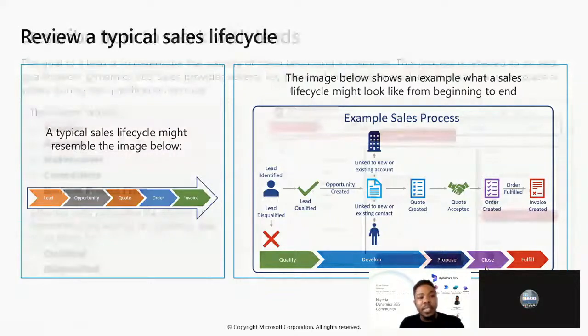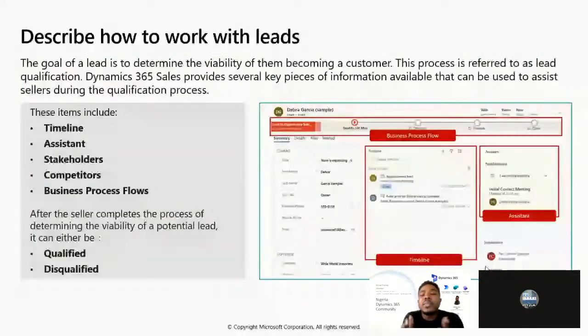Describe how to work with leads. Okay. Now the goal of it is to determine the viability of them becoming a customer. Like I said earlier, the lead is just a potential buyer, not yet a buyer. This process is referred to as lead qualification. Like the popular saying, a lot of people are called, but few are chosen. In this stage, we have a lot of people that we've actually reached out to, but few are going to be qualified to the next stage, right?